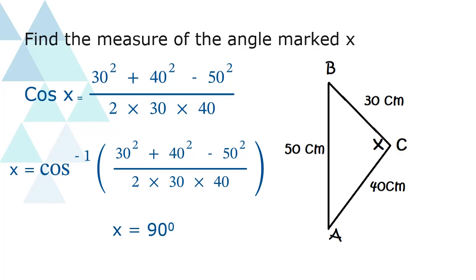As you can see here, we applied the cosine rule although the triangle is a right-angled triangle, but we didn't know that it is a right-angled triangle.